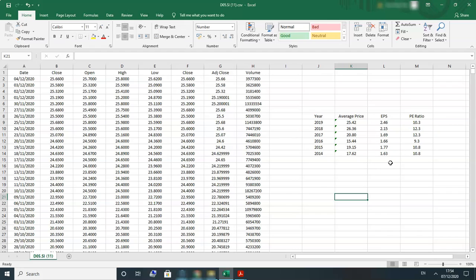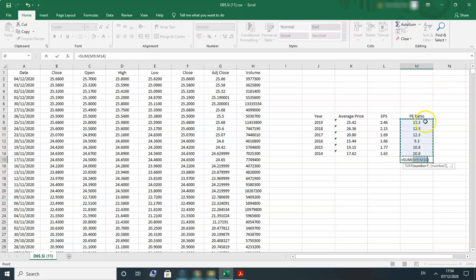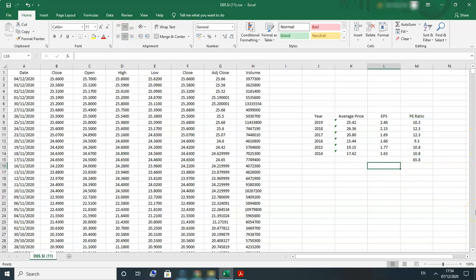Now, in order to get a historical average PE, we just do a simple average of all these years. So from here, we can sum up the PE ratios here. And in order to get the historical PE, we just take this number and divide by the number of years here, and reduce the number of decimal places. From here, we know that the average historical PE ratio for DBS Bank is 11.0.